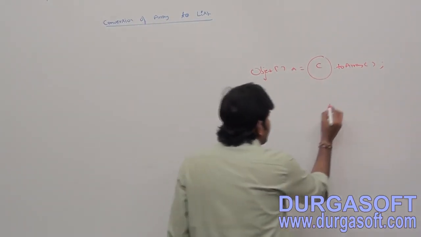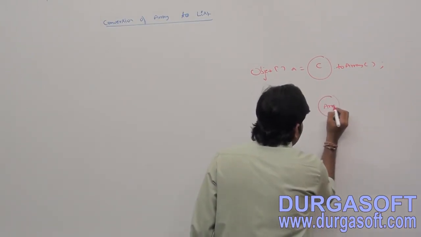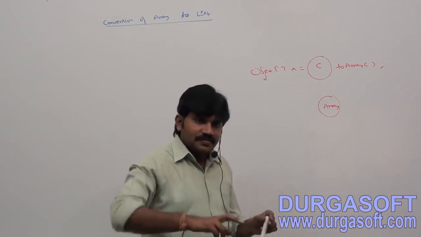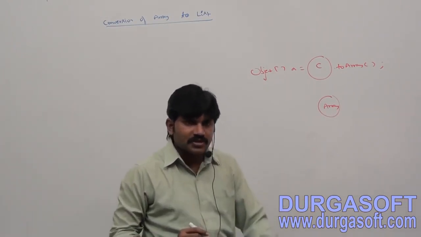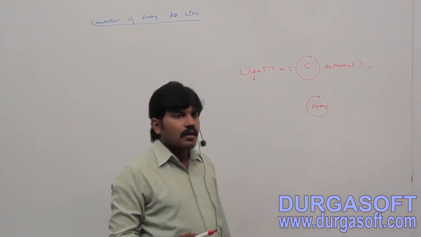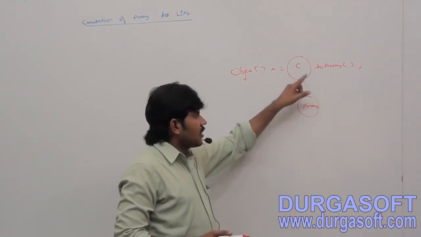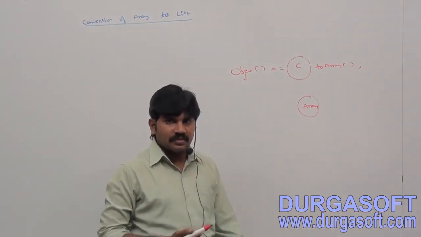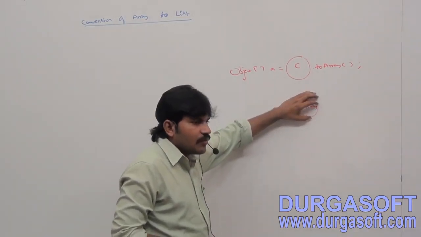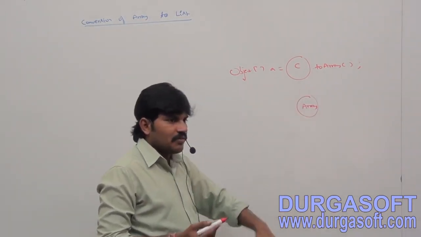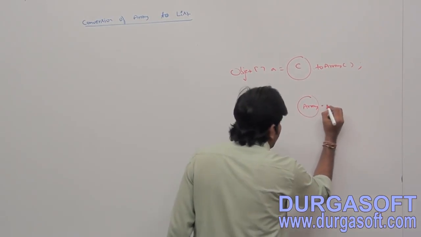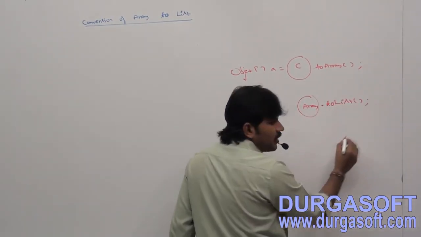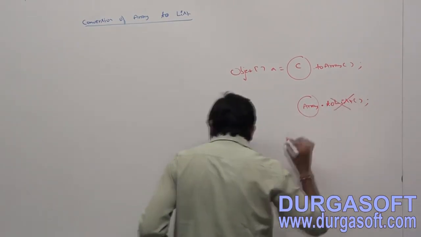Now I have an array, and I want to convert it to a list. What is the method? For collection to array, toArray is the method. I have an array and want to convert the array to a list. What is the method name? toList? No, it is not that method.